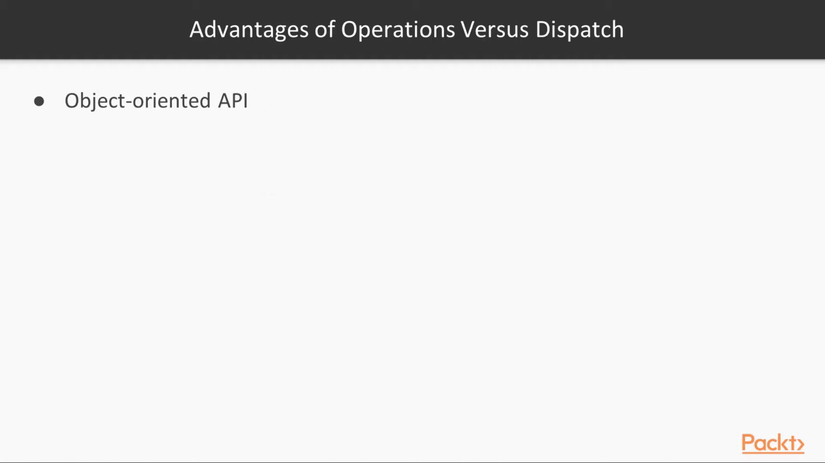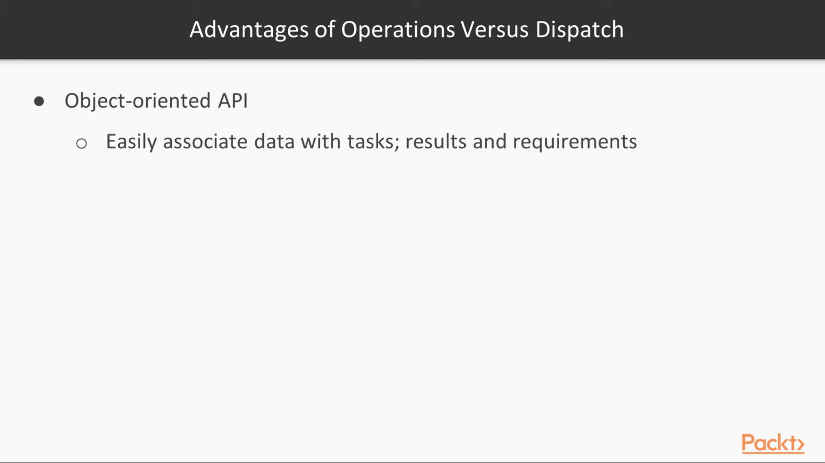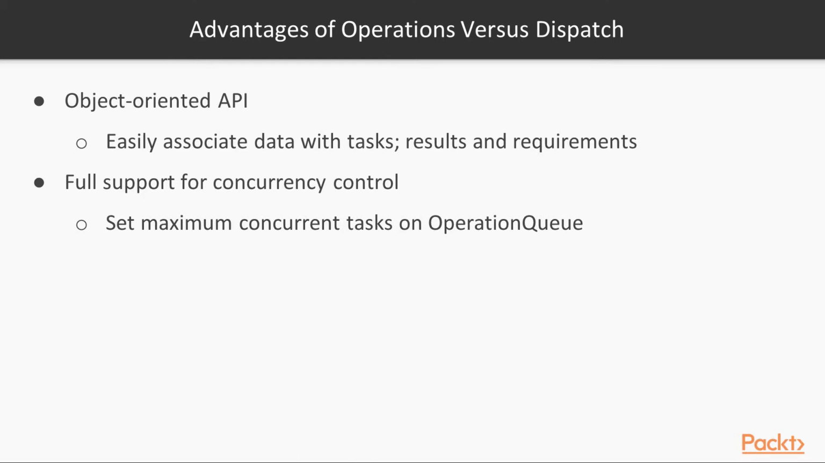So then, given the similarities, what are the advantages that Operations offers over dispatch? First of all, Operations provides a fully object-oriented API. This allows us to associate data with our tasks, the results of the tasks, as well as any data that is a requirement for starting a task. OperationQueue provides a simple feature to control the maximum number of tasks that execute on a queue, which can be convenient in many use cases.